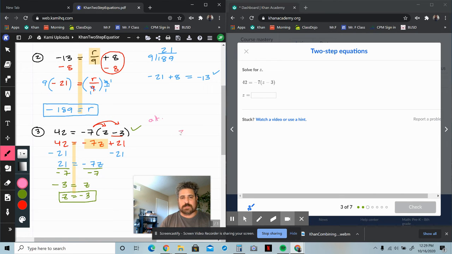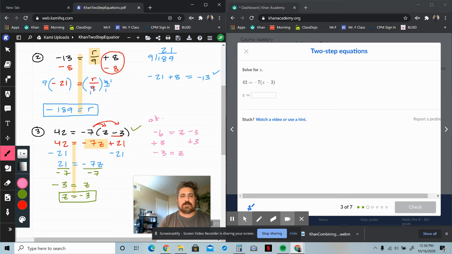So this would just become z minus 3 on the right side. But then over here you get 42 divided by negative 7, which is going to be a negative 6. And then you could solve this equation. How do you undo minus 3? Add 3 to both sides. And ultimately you still get the very same answer, which is of course that z is equal to negative 3.